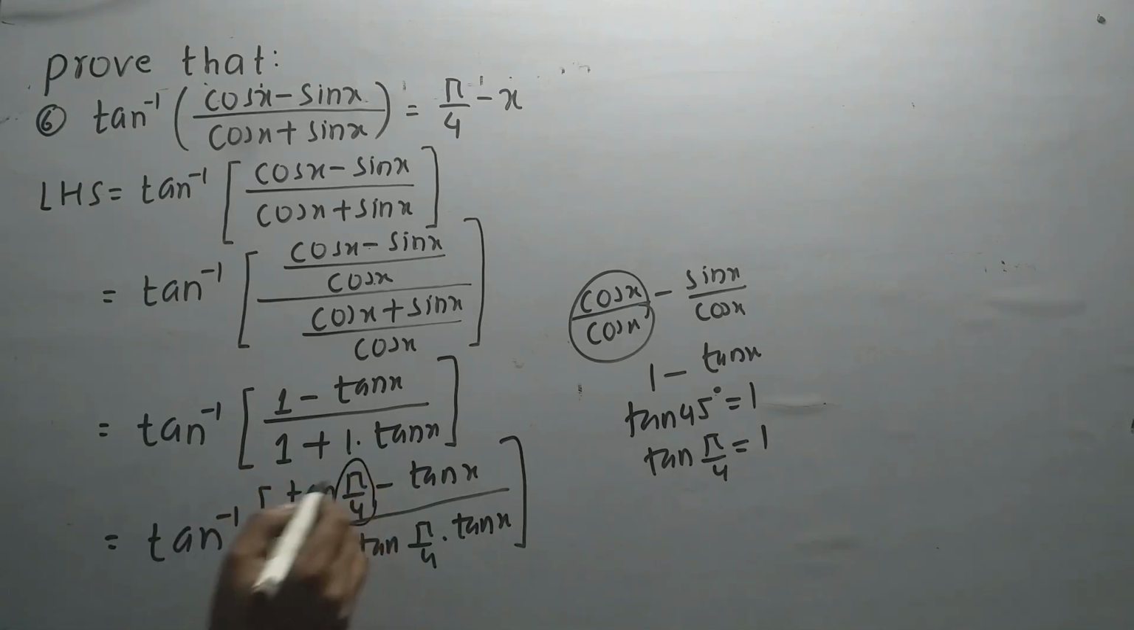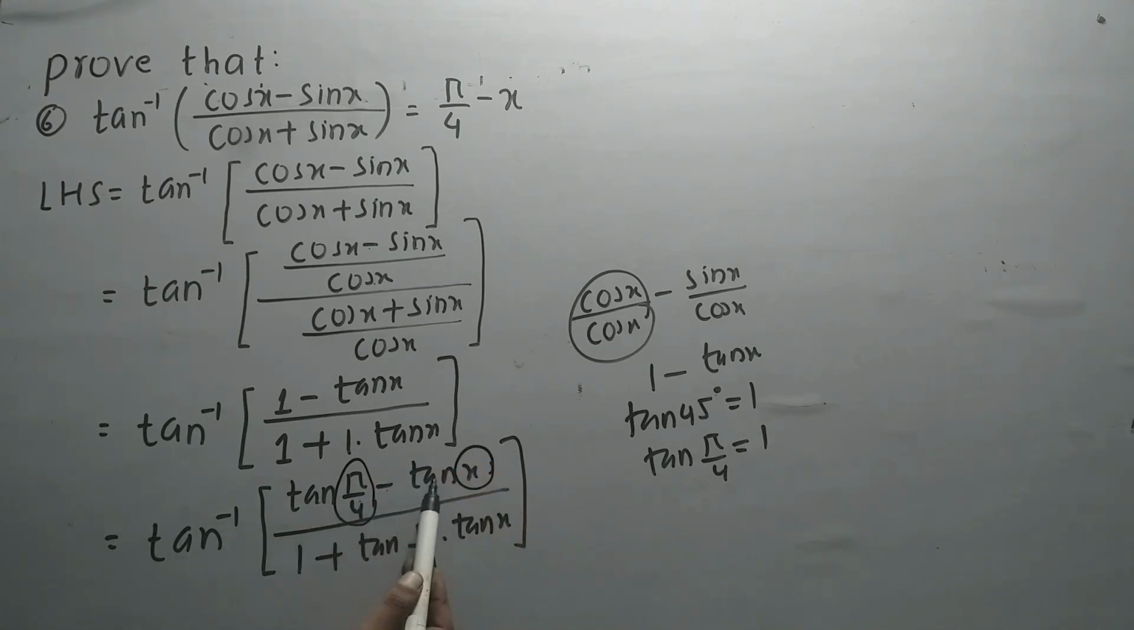Because this pi by 4 you can say is a and this x is b. So it will be tan a minus tan b, divided by 1 plus tan a into tan b. This 1 we must not change into tan pi by 4, because for tan a minus tan b divided by 1 plus tan a into tan b, the formula is tan of (a minus b). So let me write here tan inverse, where a is pi by 4 and b is x. So tan inverse and tan cancel the effect of one another. What is left here? Pi by 4 minus x. So this is our required right hand side.